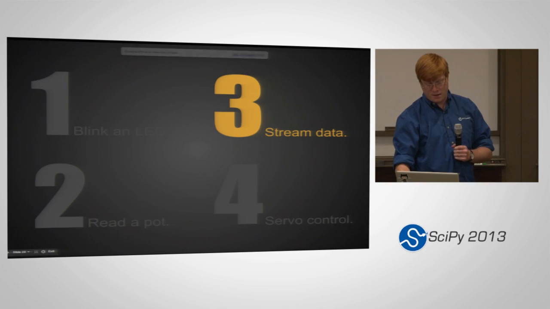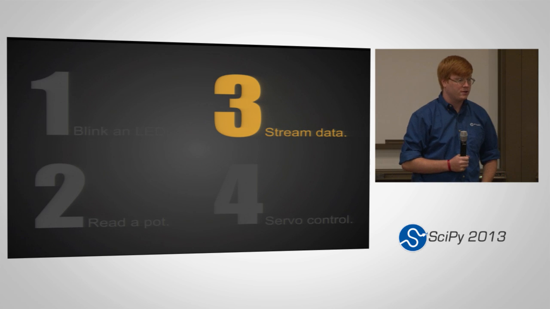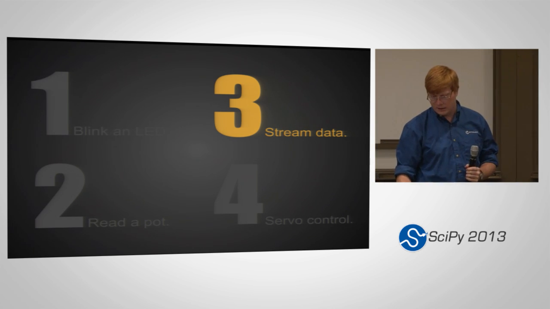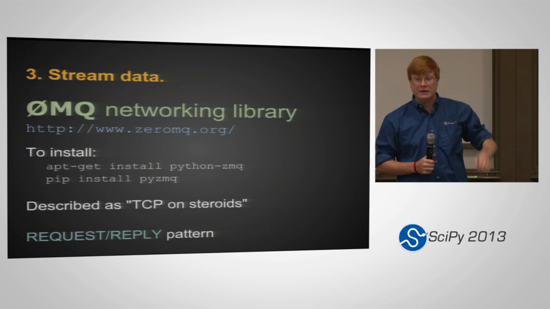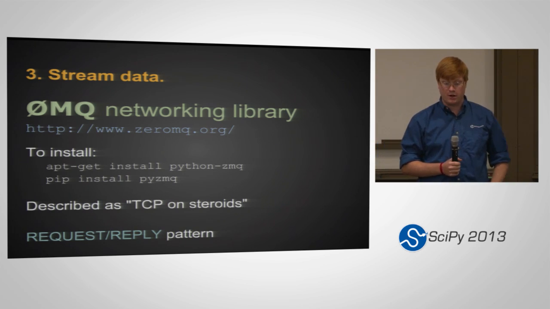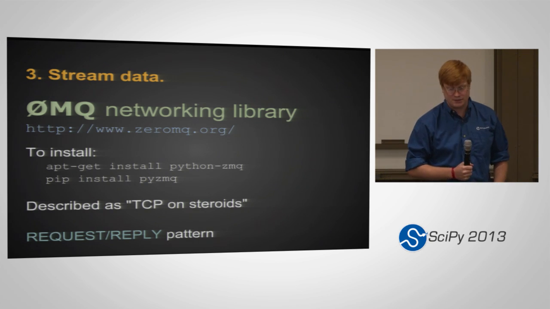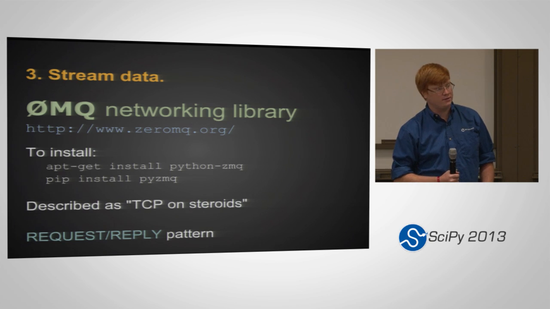Okay, the third demo that I want to give is streaming data. Unfortunately, this one doesn't use the Raspberry Pi, I don't think. It just goes over using the 0MQ networking library. This is a very popular sockets library, described as TCP on steroids, I've heard. You can install it using apt-get, or it's on PyPI under PyZMQ.